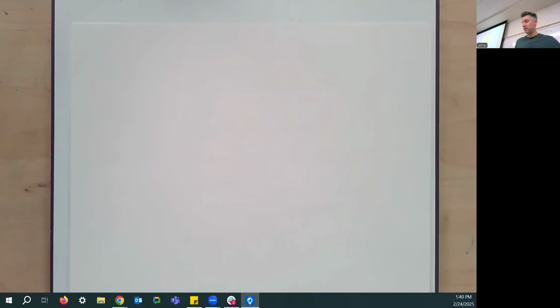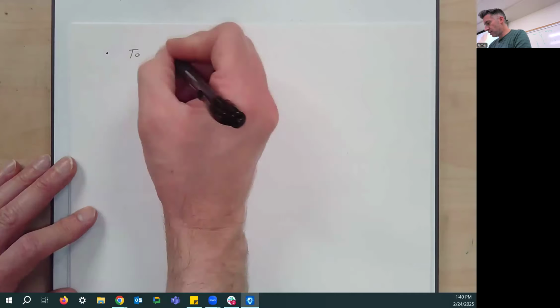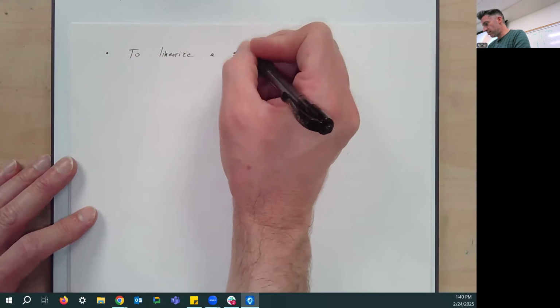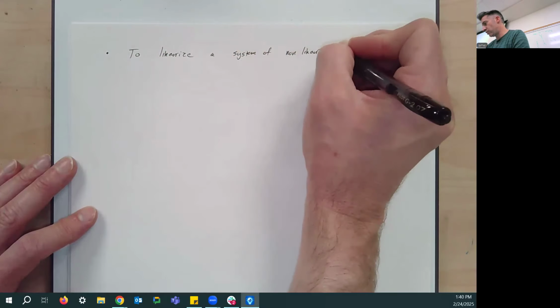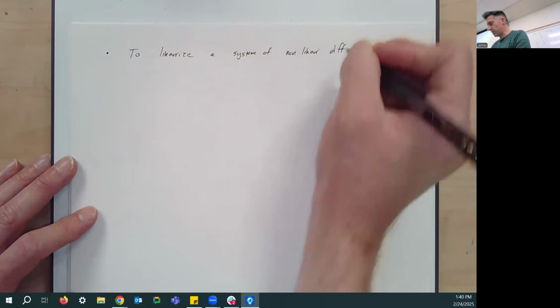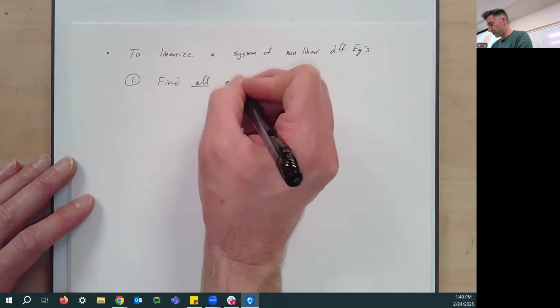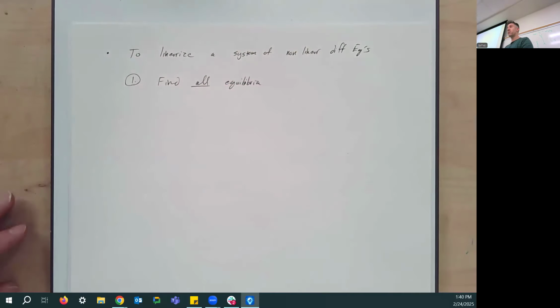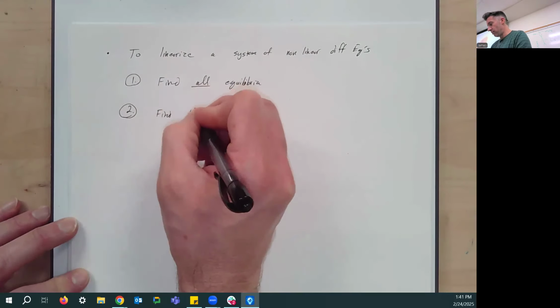So what I was going to say is, typically to linearize a system of non-linear differential equations, there's a couple steps. Step one, find the equilibria, find all equilibria. And there's probably more than one. There doesn't have to be, but there likely is. Step two, find the Jacobian matrix.